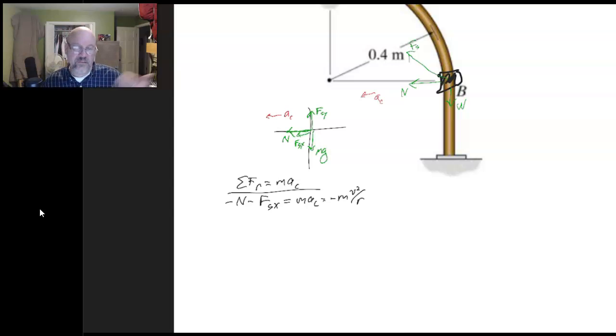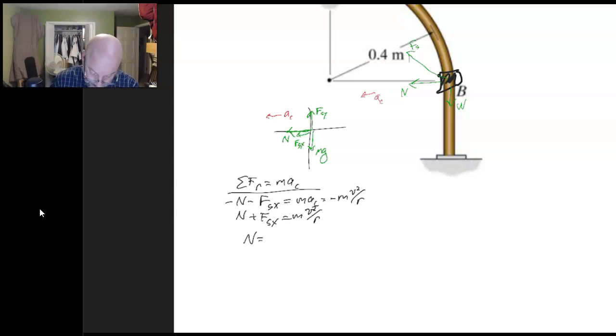Oh, look, okay, so everything's to the left. Now we could have done that to begin with. We could have said, well, let's call this positive, and then it'd be fine. But I just decided not to do that. So now I've got to rewrite it all. Equals m v squared over R. There we go. Okay, so I want to find N.